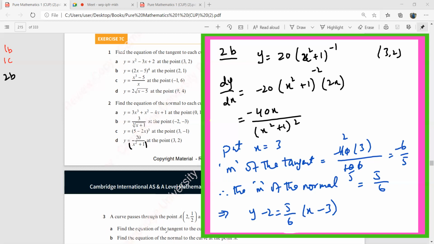Okay, guys, so this ends our segment on finding the equations of the tangents and normals when you have the equation of the curve and a point on it. Okay, thank you very much.